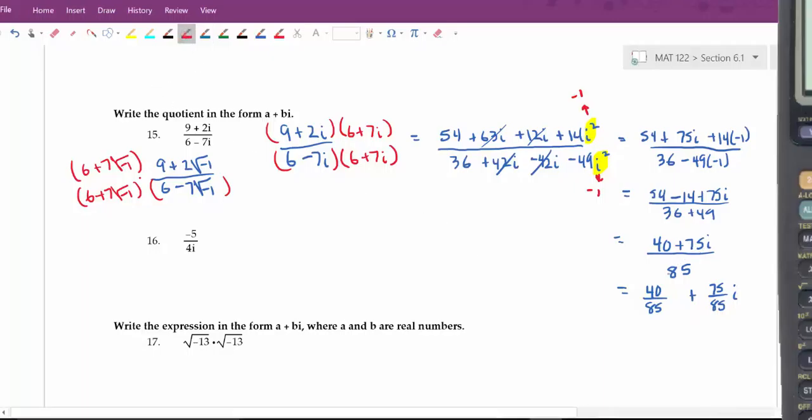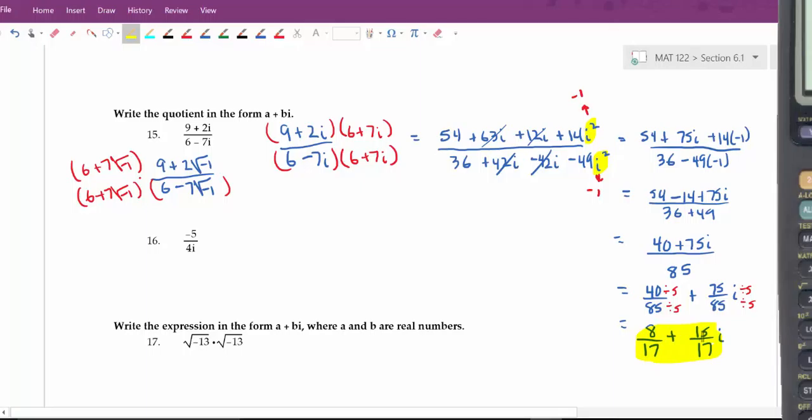So you can reduce this by 5 over 5. You can reduce this also by 5. Okay, so then you get your final reduced answer. So you'd have 40 divided by 5 is 8. 85 divided by 5 is 17. 75 divided by 5 is 15. And then this would be the way you'd want to write this final answer, like that.